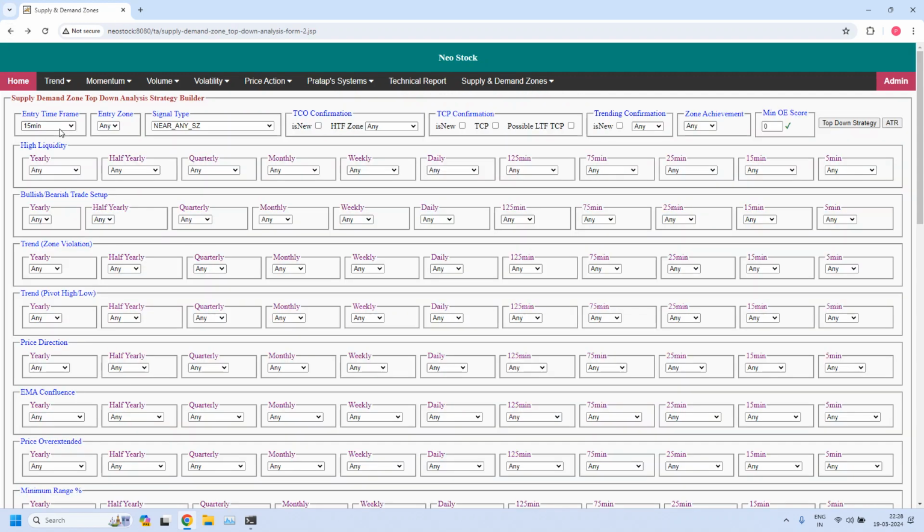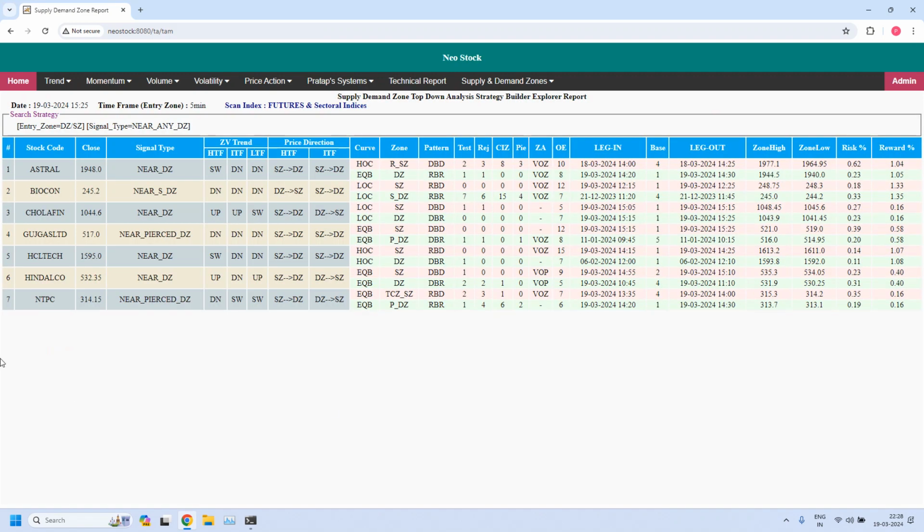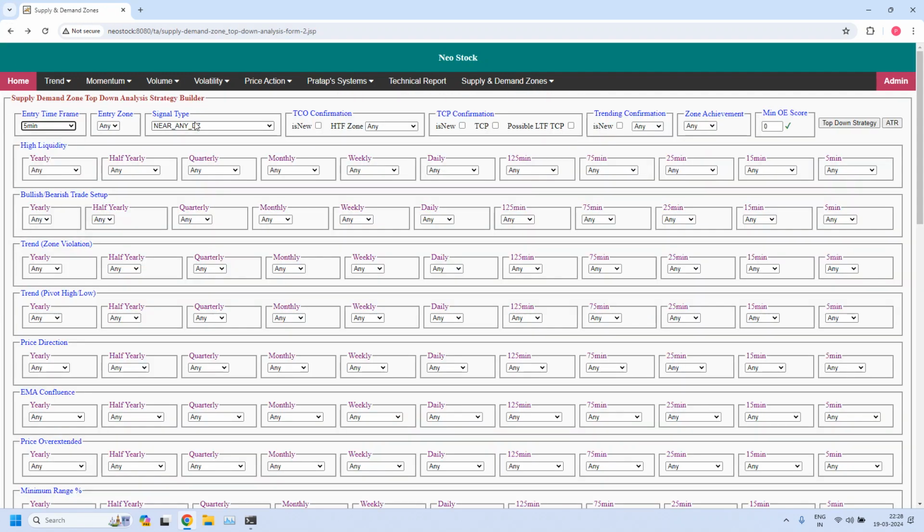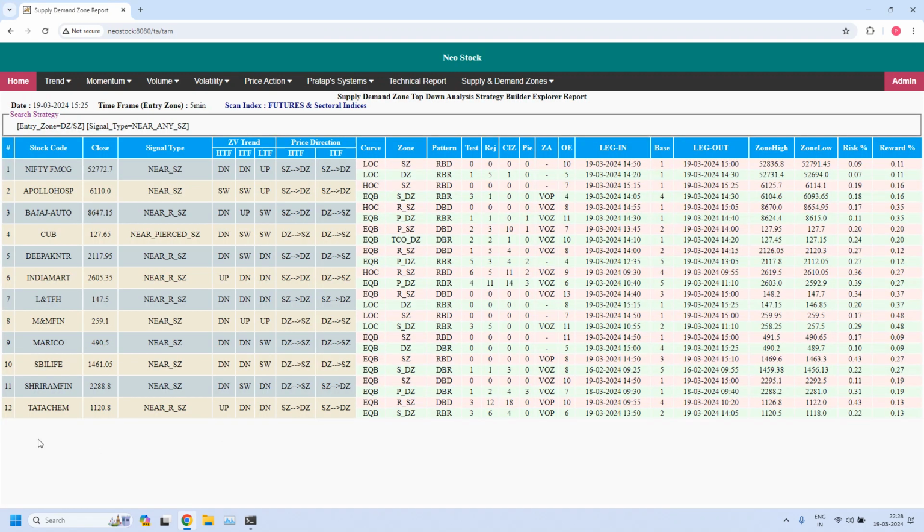So I'm going back, changing the time frame to 5 minutes. Let us find the stocks near 5 minutes demand zone. These 7 stocks are filtered. So let me go back. For 5 minutes time frame, let us find the stocks near 5 minutes supply zone. These 12 stocks are filtered. So this is the complete list of stocks near demand and supply zones.